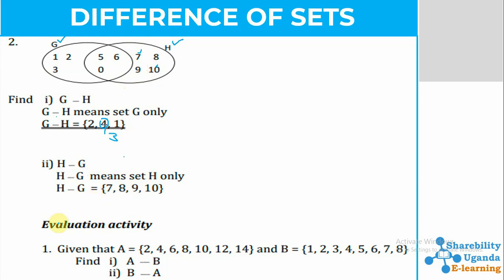So there is also what we call an evaluation activity. We are also going to answer this question, both me and you. We shall be able to see how we answer this question that is given. They are saying, given that A is equal to this and B is equal to this, find A minus B, B minus A. That is the kind of questions that they do.